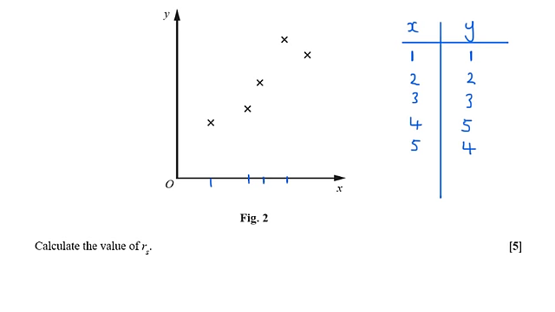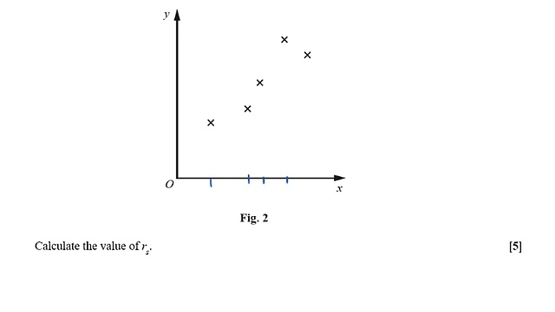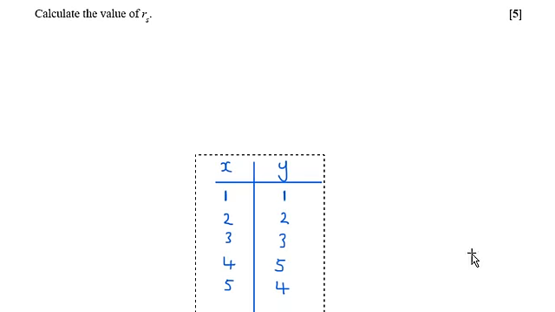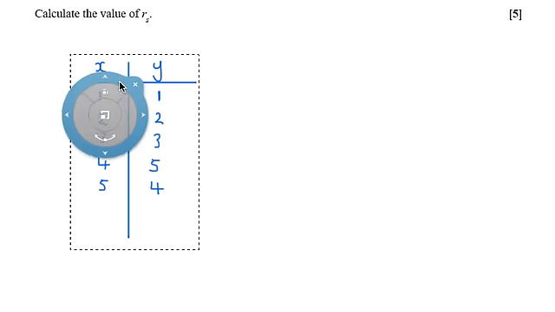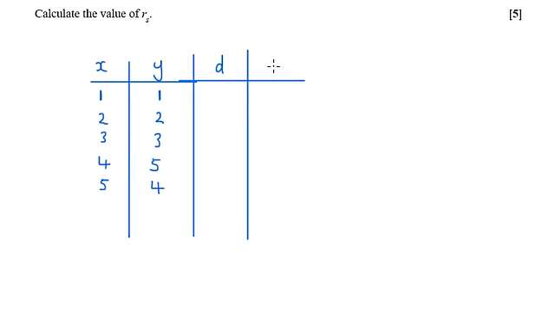So if I then take that table and just make a bit more room, I can now perform the Spearman's rank calculations on this set of data. So to do Spearman's rank, we need the D values, the differences, and we need to square the differences.